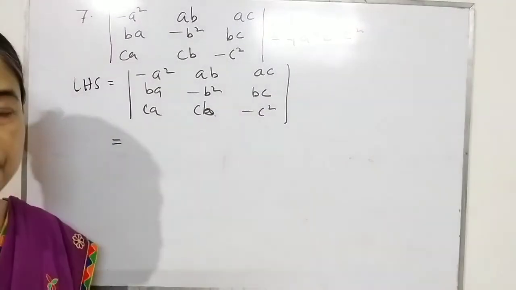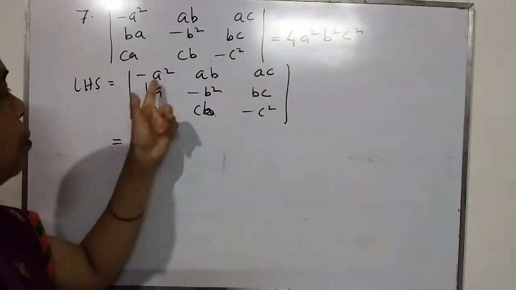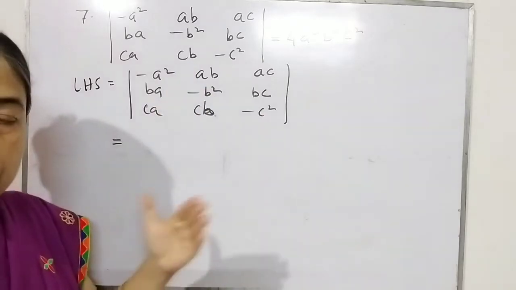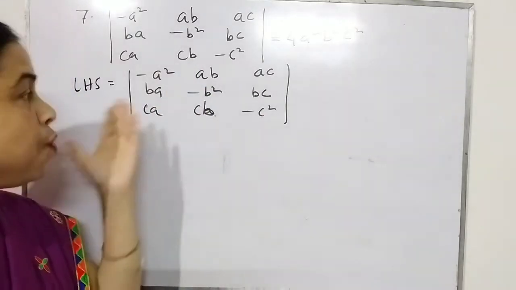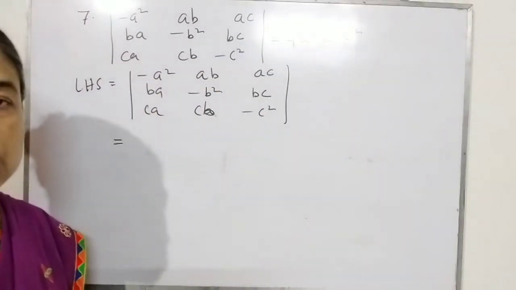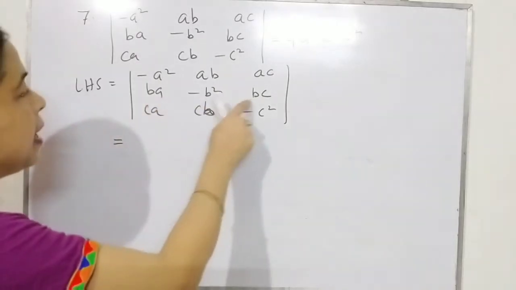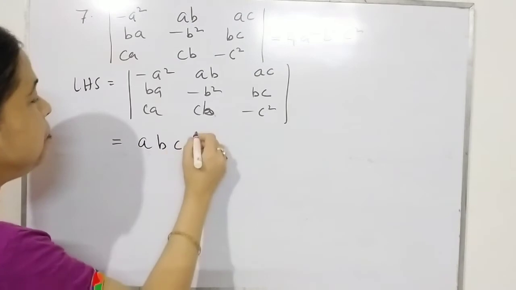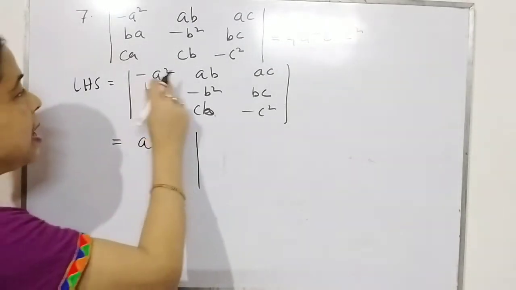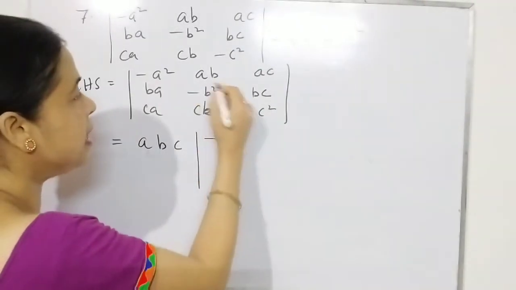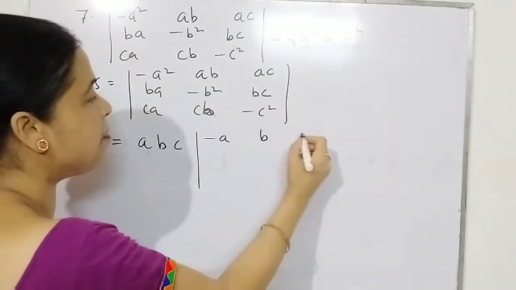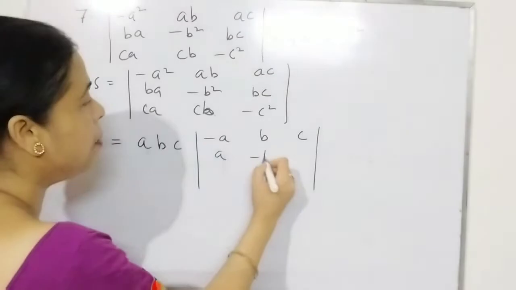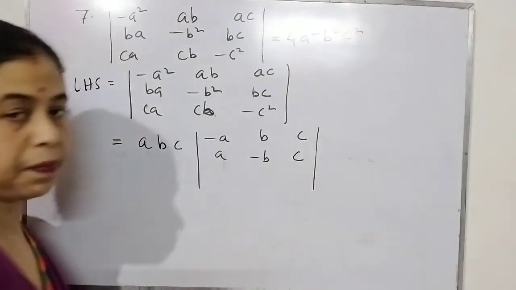Now if you notice properly, the first row has a common, so I can take it out. Any row or column that has a common element, we can take it outside. So we can take a common from the first row, similarly b from the second row and c from the third row. What is left? a taking common: minus a, b, c. Here I am taking b common, so a is left, minus b, and here c.